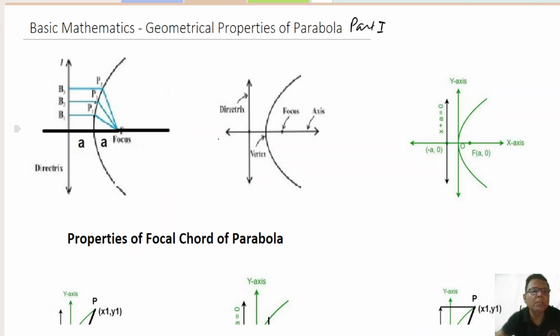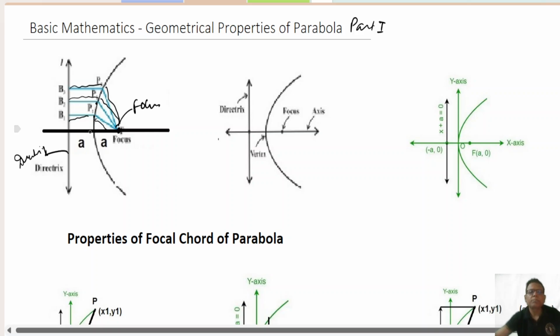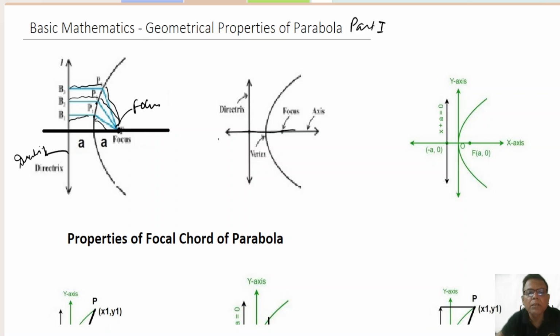Parabola is the locus of a point which makes equal distance. This means this distance and this distance, this distance and this distance, this distance and this distance will be the same for all the points. The fixed point is called the focus, and the fixed line is called the directrix. The line perpendicular to the directrix that passes through the focus is called the axis, and this point is called the vertex.